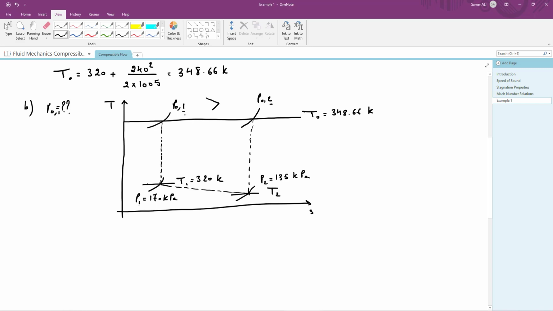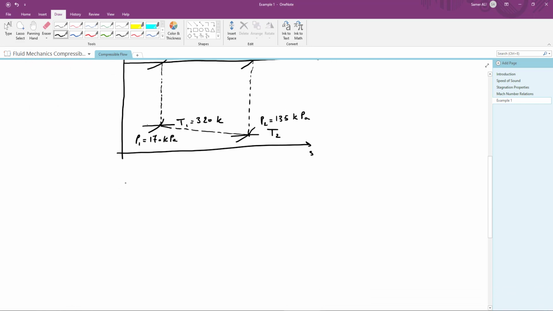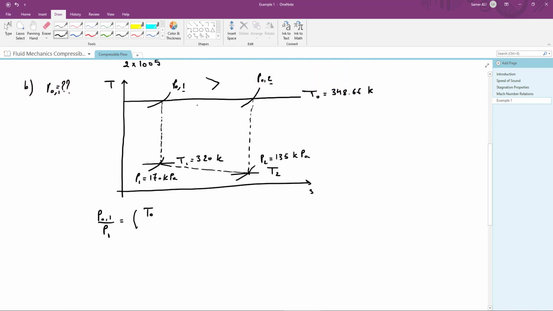Now, to calculate P0, and actually we will name it P01, since we have an isentropic process between state 1 and state not 1, we can apply the isentropic relationship between the pressure and the temperature. So you will say that P01 over P1 will be equal to T0 over T1 to power k over k minus 1. I will not write T01 or T02 because the stagnation temperature for an adiabatic process will remain the same, so there is no difference between T01 and T02 since they are equal.